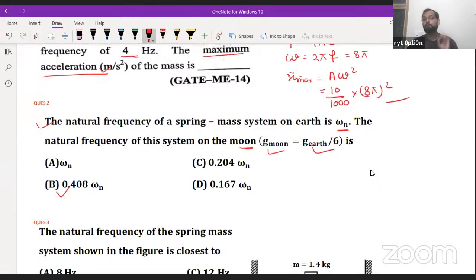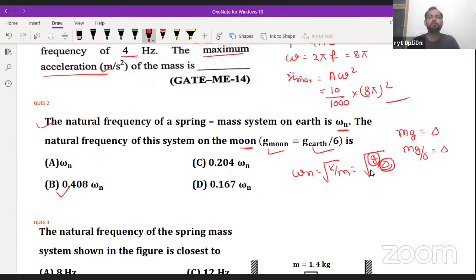As I already told you, please see the concept here. As you know, omega n is equal to root k by m. Either you can use this formula or you can use the delta formula. He is saying on the moon g is changing, but when g changes, the corresponding delta will also change, because delta is nothing but the deflection corresponding to the gravity force. So when you experience mg force, the delta will be different, and when you experience mg by 6, the delta will be different.